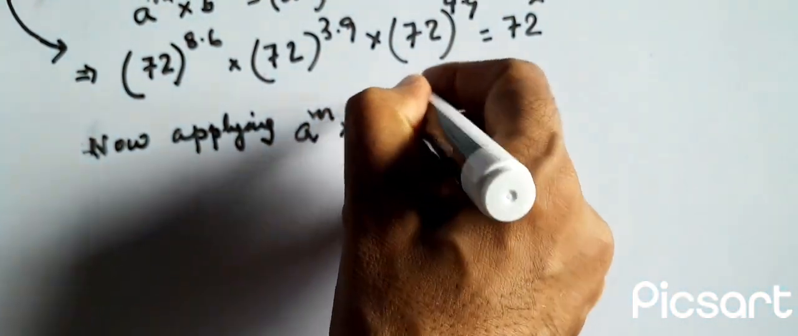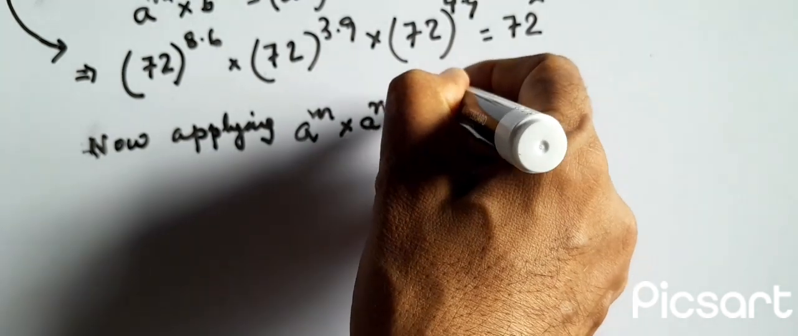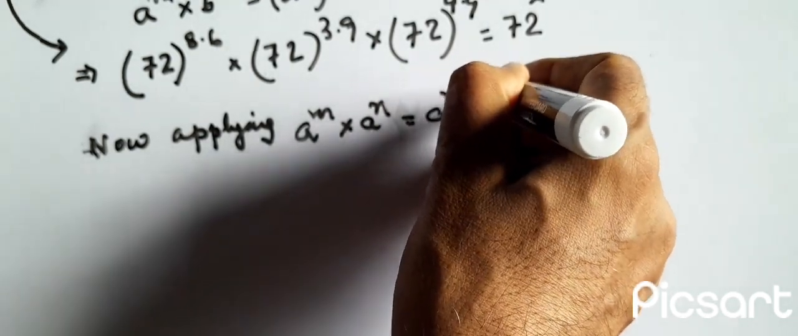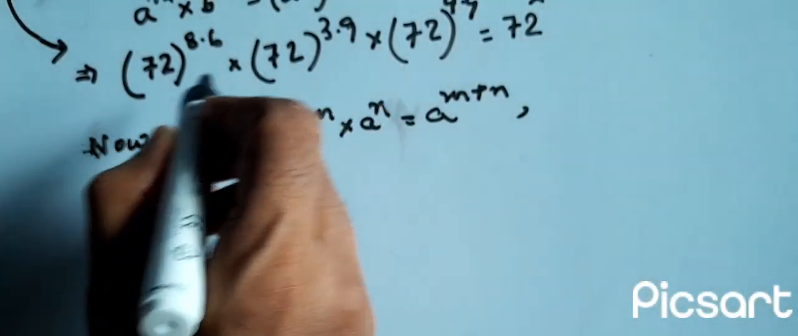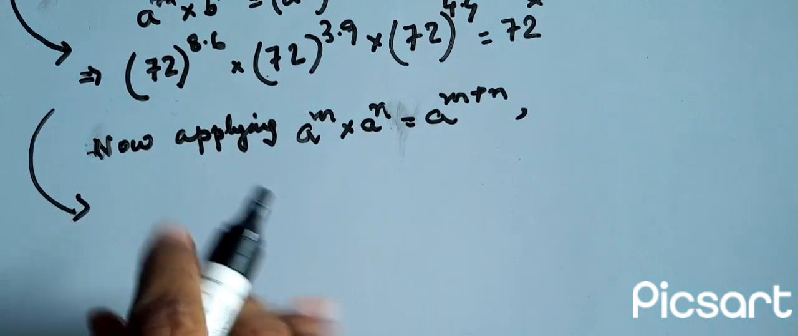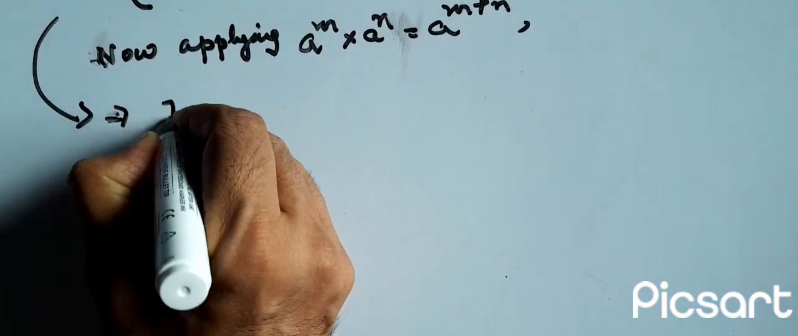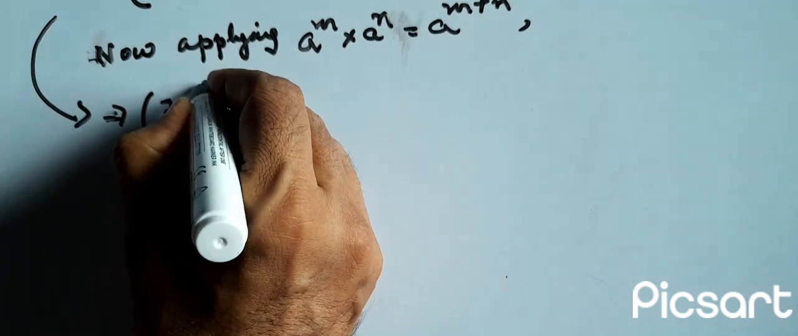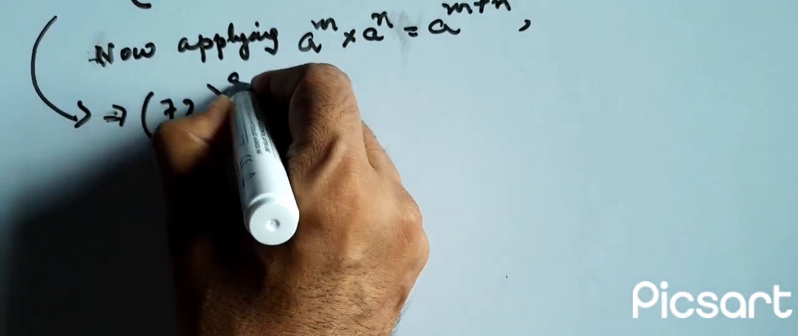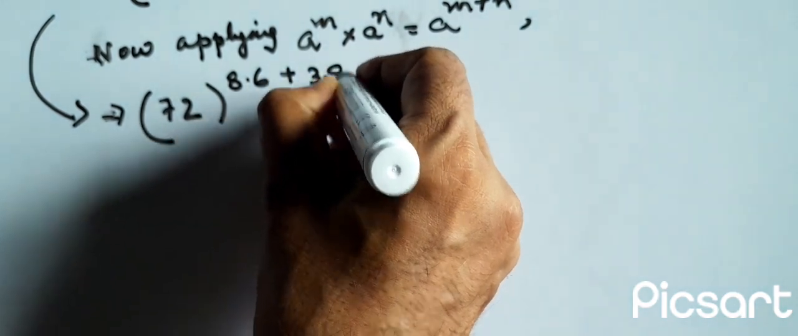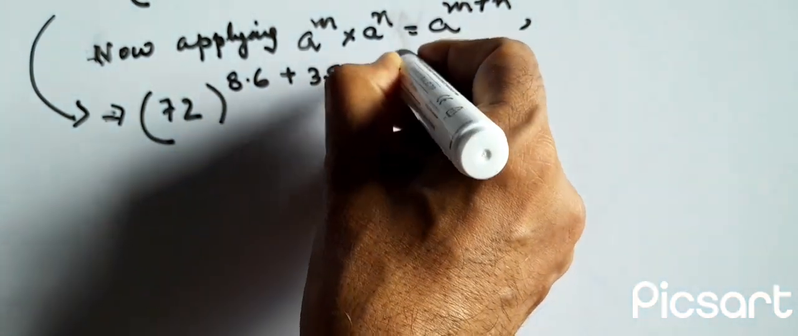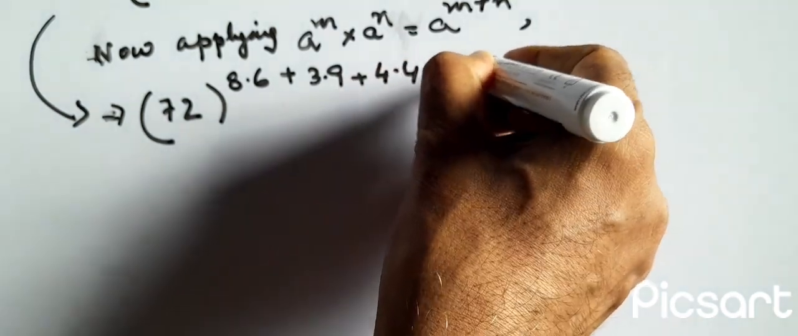Now applying a to the power m into a to the power n, we know a to the power m plus n. So applying this rule, we can again write it as 72 to the power 8.6 plus 3.9 plus 4.4 equal to 72 to the power x.